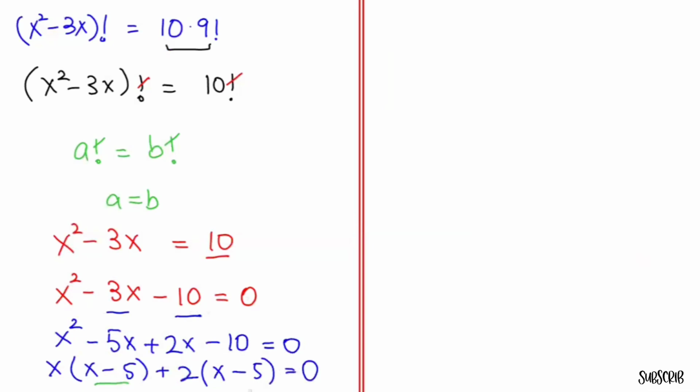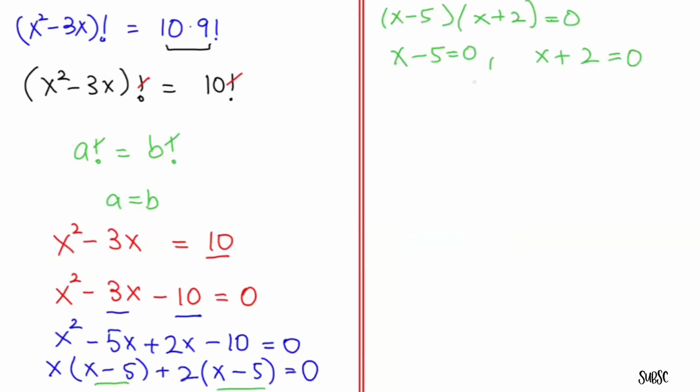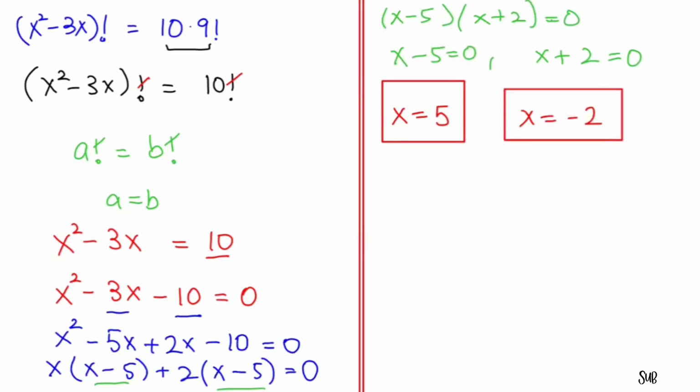Here x − 5 is common, so we get (x − 5)(x + 2) equals 0. Now we get the two cases: x − 5 equals 0 and x + 2 equals 0. As I solve these, I get x equals positive 5 and x equals negative 2. So these are the x values that we found.